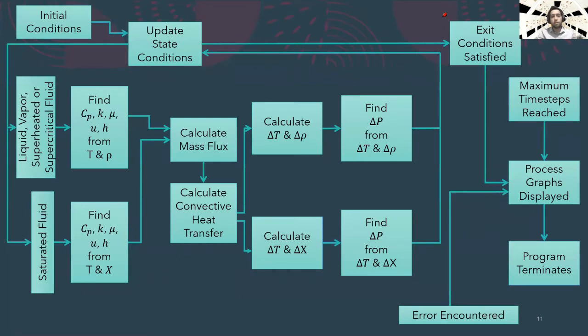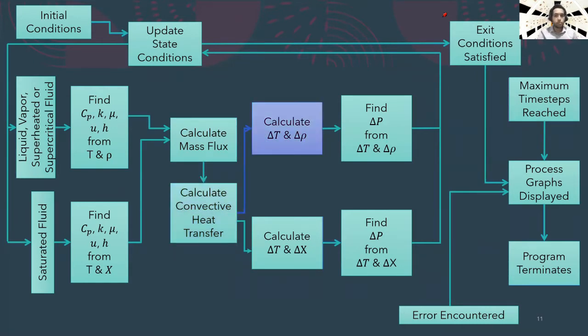The following displays the code's logic. The tank is assumed to be initially filled with air at standard temperature and pressure. Those values are sent to a method which updates the tank properties. If the nitrous oxide is in the liquid, vapor, superheated, or supercritical state, the temperature and density will be used to calculate the other properties, which will then be used to find the mass flux into the tank, and ultimately calculate the heat transfer into the fluid.